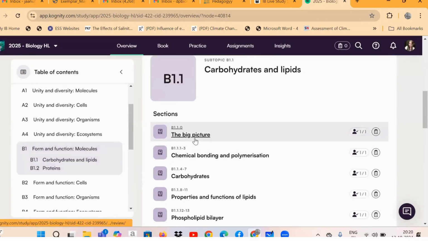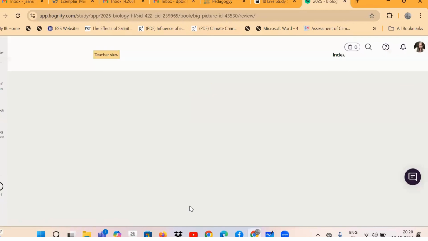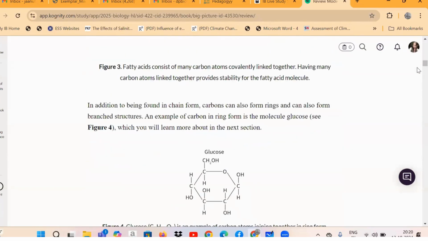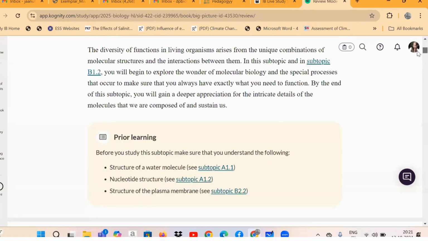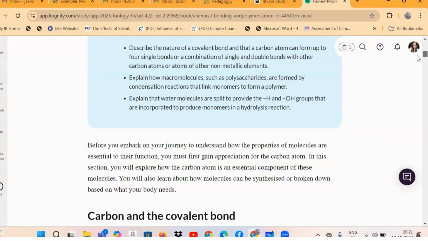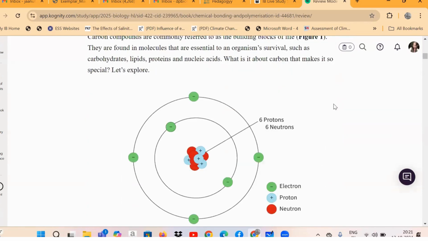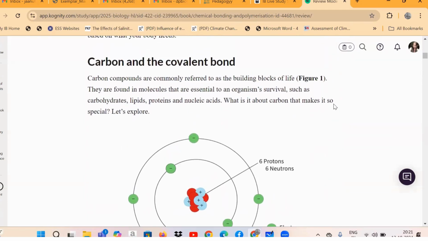So under carbohydrates and lipids, you have bonding properties and functions of lipid, phospholipid bilayer, which are very easy. So coming to carbohydrates, what type of a molecule is a carbohydrate? How will you identify a carbohydrate molecule from the other molecules? Carbohydrates are made of carbon, hydrogen, and oxygen. Correct. Their bonding is covalent between them. Why is it called covalent? Because it's two nonmetals that are bonding together.